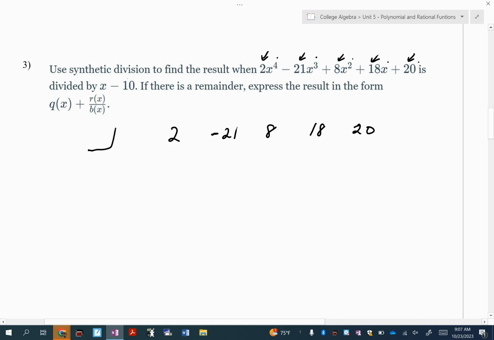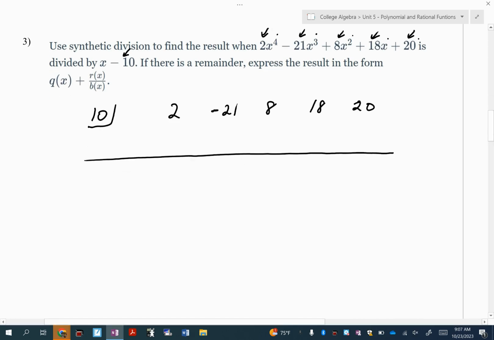In the corner is where I do the opposite of what I see for my divisor, x minus 10. So I'm thinking the opposite of minus 10 is actually a positive 10. All right, and then draw that line to start the process of synthetic division. Bring down the first number here of 2, multiply that 2 by the number in the corner. 2 times 10 is 20.